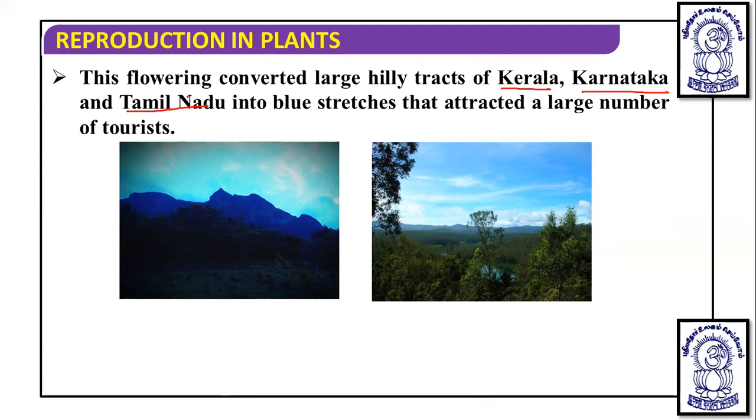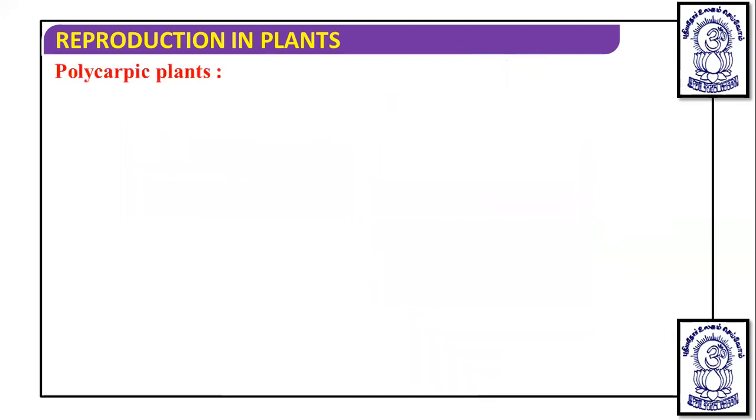Okay, so this is the particular thing about the monocarpic plant, which flower only once. And we have studied that they came in what? Annual, biennial, and few perennial. Now we are going to talk about the polycarpic plant.